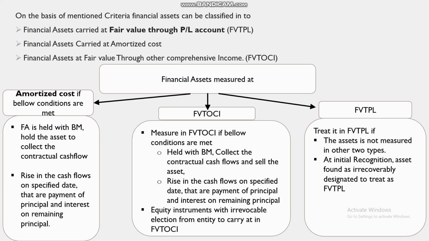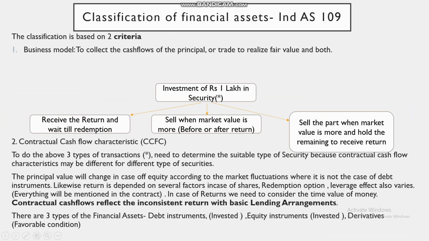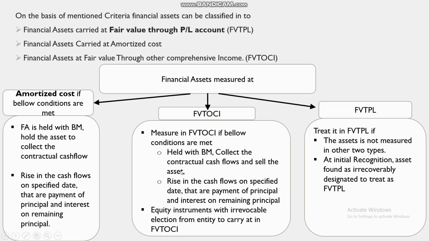...happens, then you are going to value your financial asset at amortized cost. And if you are treating the financial asset at fair value through other comprehensive income, you should fulfill two conditions. The contract is held within the business model to collect the contractual cash flows and sell the asset. Sell the security at the market value after getting the return. Okay, so this is what is mentioned here.